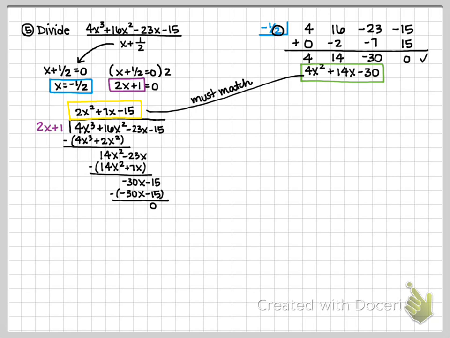So in order to get the correct result, we're going to have to take this and divide it by the fraction denominator that you had up in the box. If we do that, we're going to get 2x squared plus 7x minus 15. So by dividing by 2, we now match.